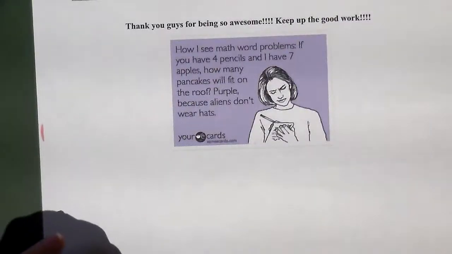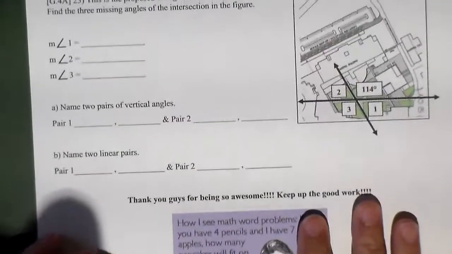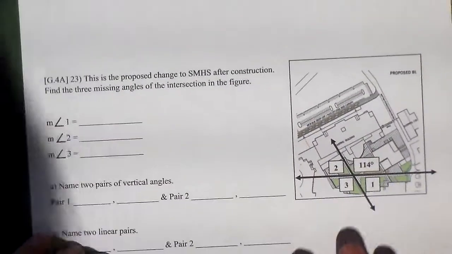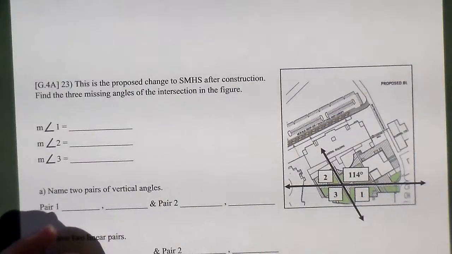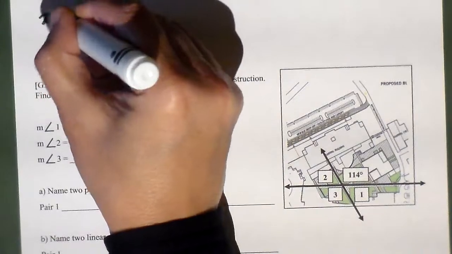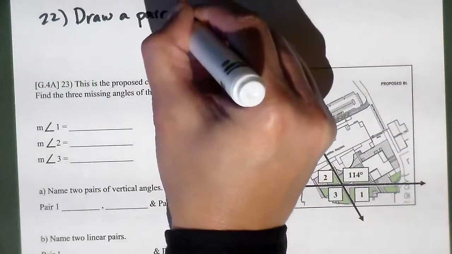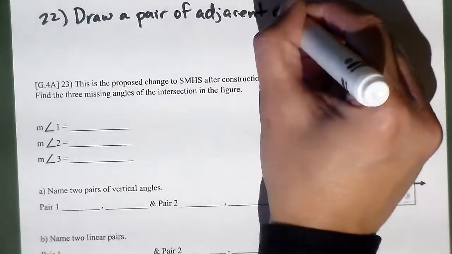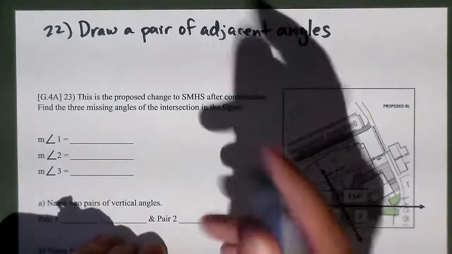All right, last page! Let's look at the last page. The first thing you needed to do is draw adjacent angles. Number 22 said draw a pair of adjacent angles. That didn't show up on my paper. I printed this on my printer at home, and it does its own thing. So, draw a pair of adjacent angles.